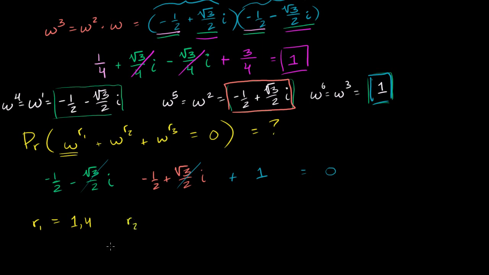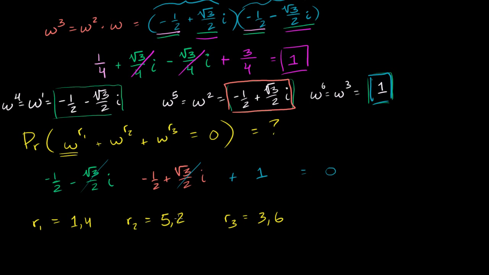R2, in the situation where the first one gives us omega, the second one gives us omega squared, and then the third one gives us 1. So R2 would be 5 or 2. And then R3 would be 3 or 6. Now, I want to be very clear.